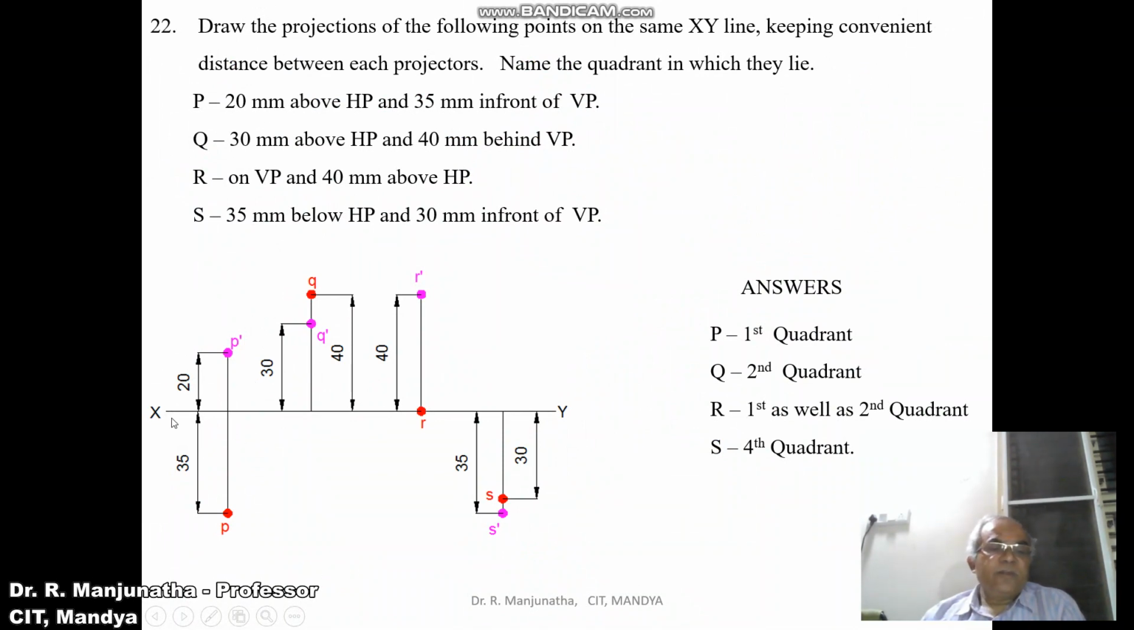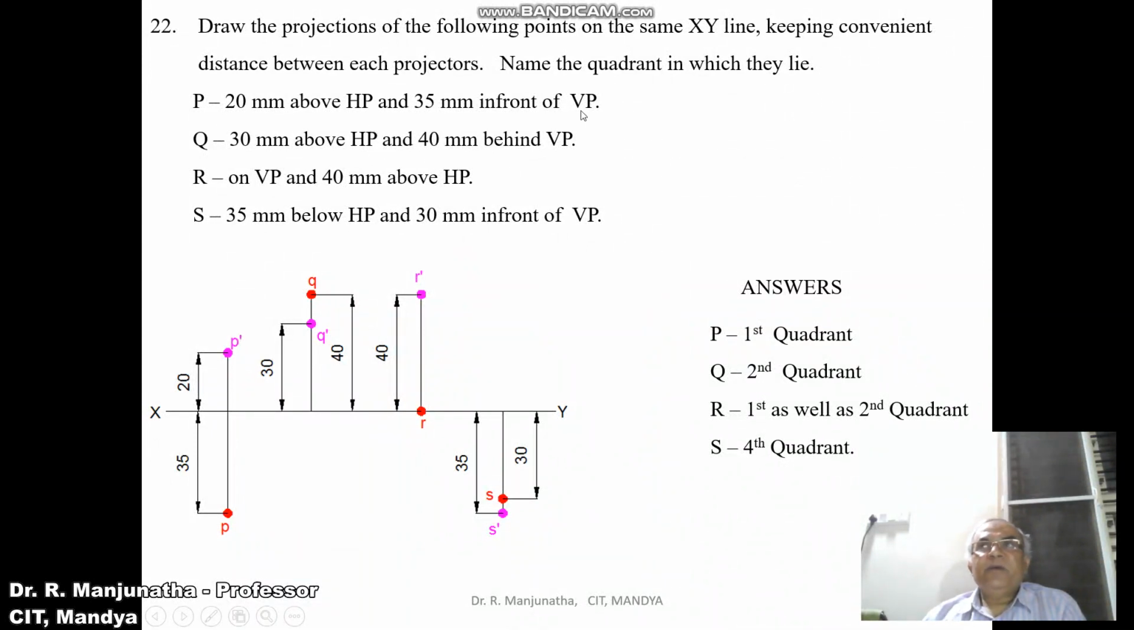First in the sketchbook, we are going to draw the XY line and mark XY, and then take any convenient distance and draw a vertical projector, which should be a thin line. Then 20 mm above HP will come above the XY line. So from the XY line, you measure a distance of 20 mm and mark this point. Since above HP, the image will be on VP, obviously for front view, that point is going to become P dash.